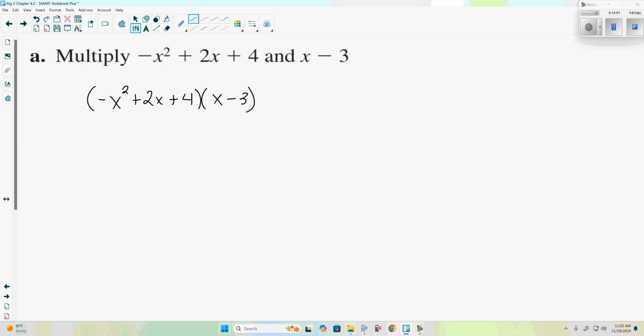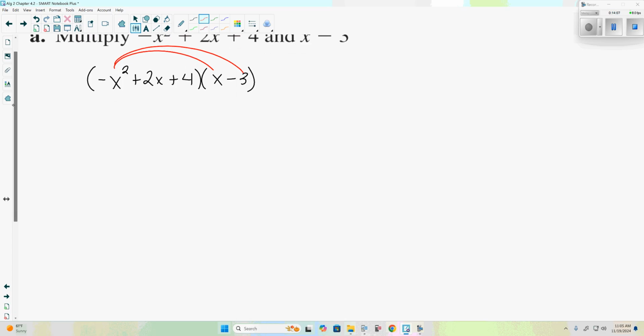And now we distribute, we multiply through. The first thing we can do is multiply through with the negative x squared. Negative x squared times x is going to be negative x to the third, because when we multiply like bases, we add the exponents. So 2 and 1 gives us 3. Negative x squared times negative 3: negative times a negative is a positive, and 3 times x squared is 3x squared. Questions on this so far?